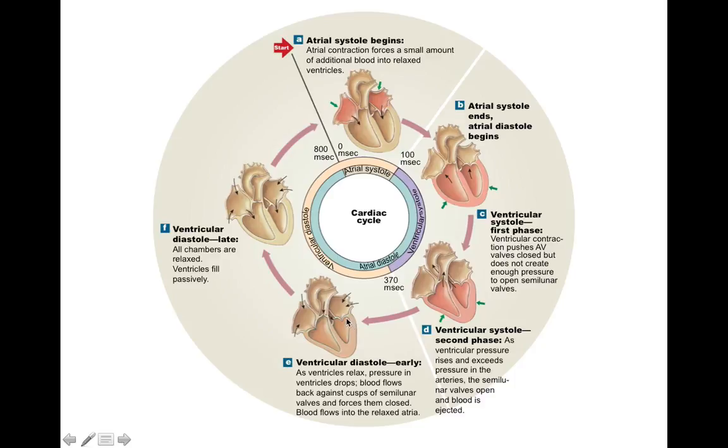And when those semilunar valves close, we find that all the valves are closed, including the atrioventricular valves. And the AV valves are closed because there's still enough pressure in the ventricles to keep them closed. So when all the valves are closed, but the ventricles are in diastole, we call that isovolumetric relaxation phase. And it's kind of a brief period of time.